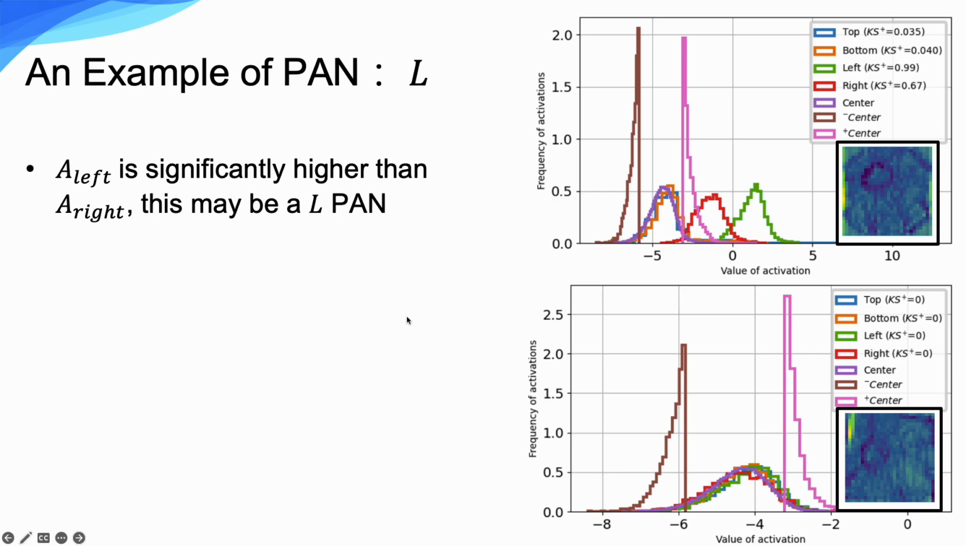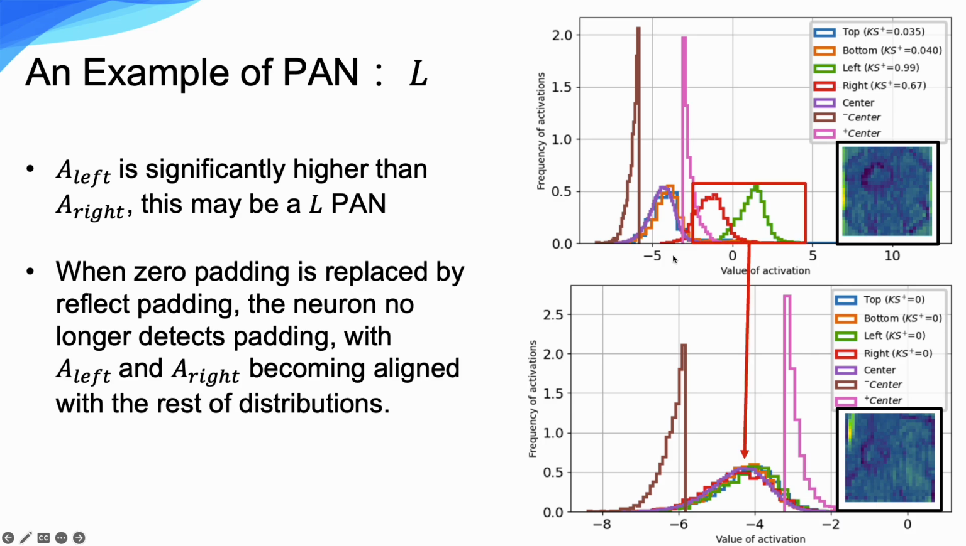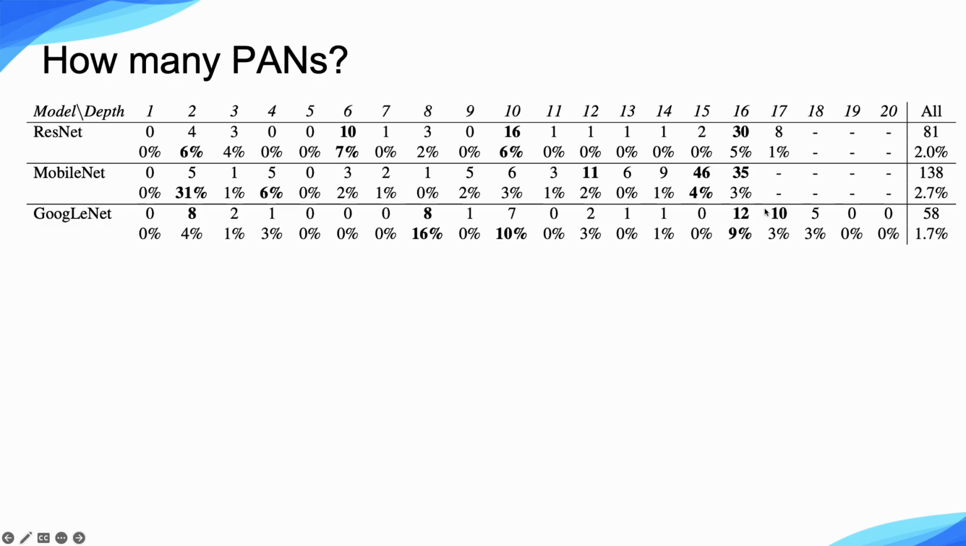Okay, so here's another type of pen. It's L type. So the left is significantly larger than the right distribution. So you see that the green distribution is larger than the red one. So again, when zero padding is replaced by reflect padding, the neuron no longer detects padding, and the left and right distribution become aligned to the rest of the distribution.